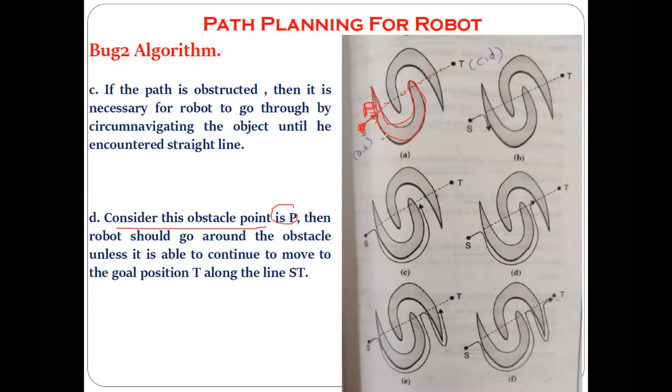Okay. Now what should the robot do when he encounters the obstacle in his way? Then the robot should go around the obstacle until it is able to continue to move to the goal position T along the line ST. This is the line ST, the dash line is ST. So the robot has to circumnavigate this object like this. He moves around this object like this. He will go moving, correct?